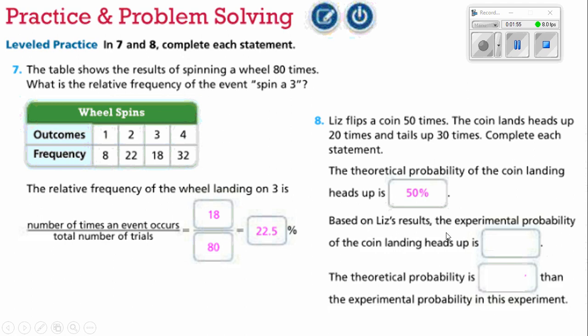So you would think 50% of the time it would land on heads. But based on Liz's results, the experimental probability of the coin landing on heads is 20 times out of 50, that's 20 divided by 50, and that's going to give you 40%. The theoretical probability is blank than the experimental. Well, the theoretical would have been 25 times, and the experimental was just 20 times, so the theoretical probability is greater than the experimental probability in this particular experiment.